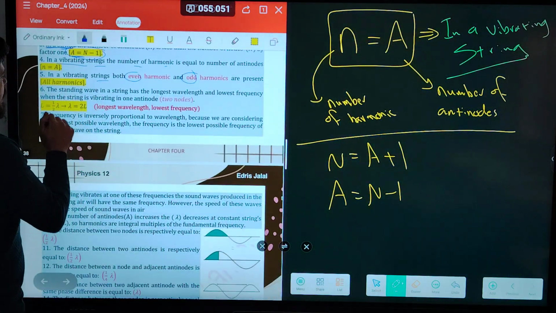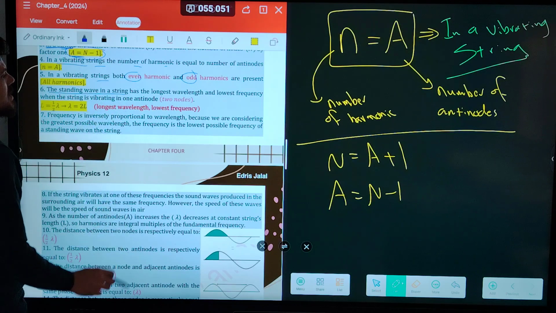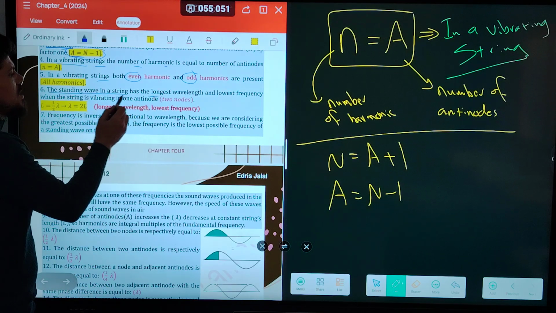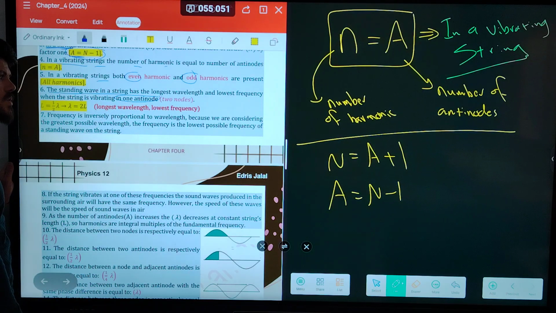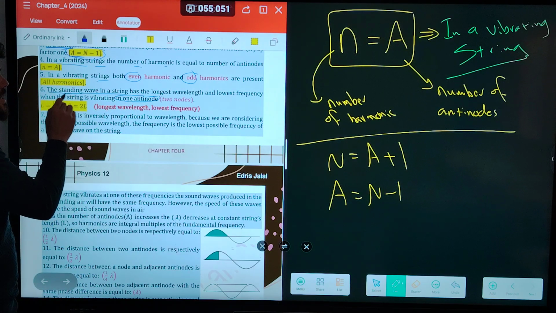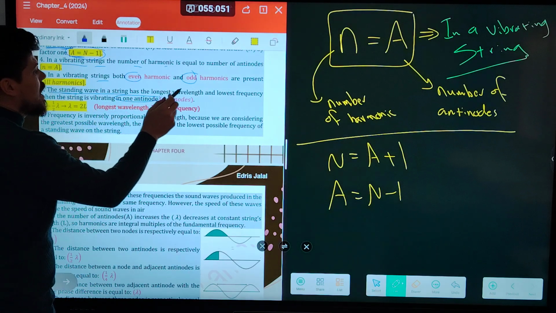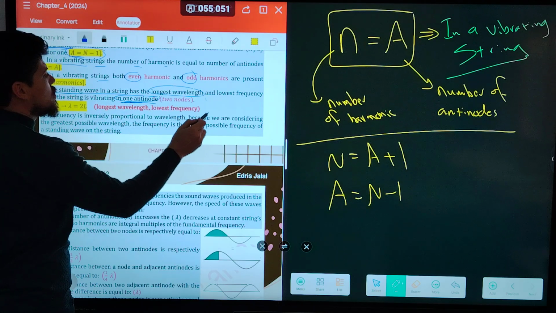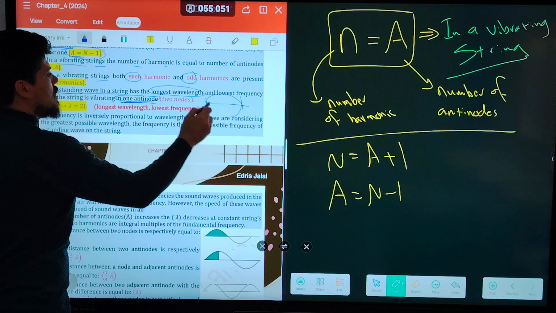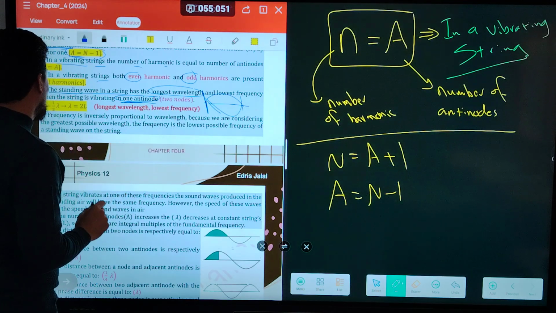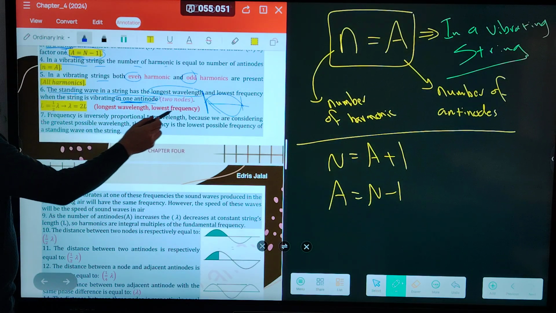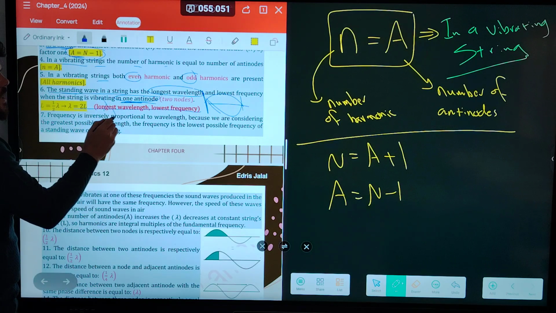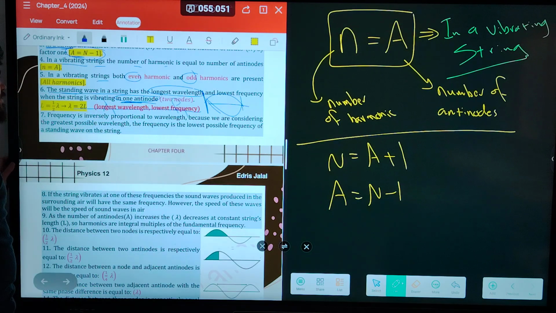The standing wave in a string has the longest wavelength and lowest frequency when the string vibrates with how many antinodes? One antinode and two nodes. When does the string have the longest wavelength in a standing wave? When it vibrates with one antinode and two nodes, as you can see in this figure. This is the longest wavelength or lowest frequency. Longest wavelength, lambda 1, lowest frequency, f1.